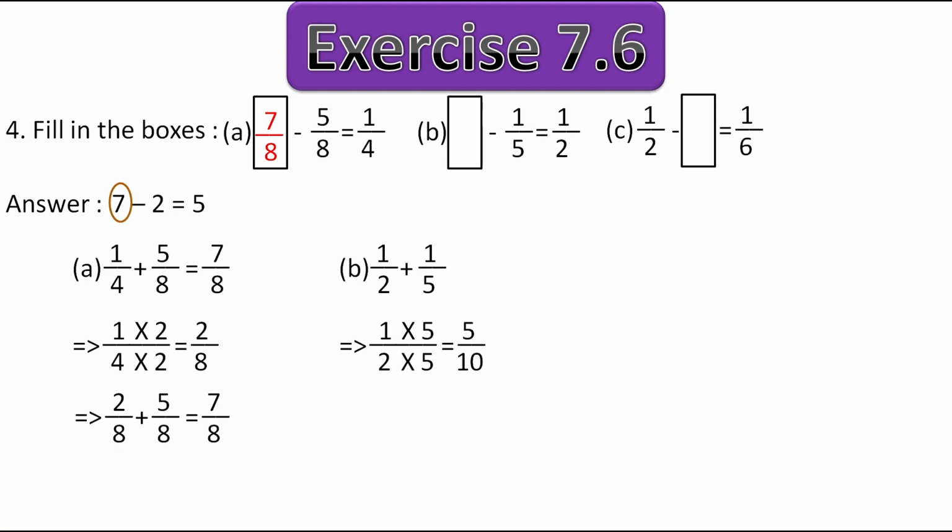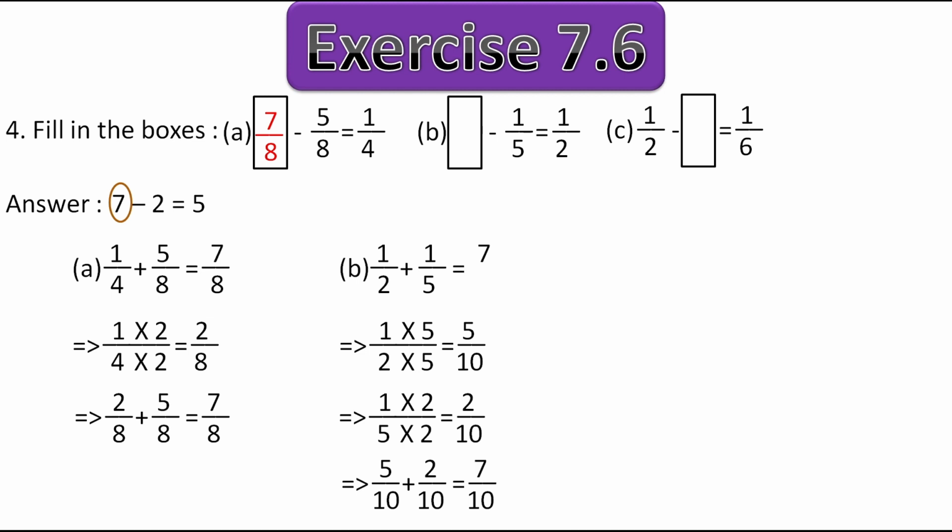Now I'll take the second fraction, that is 1 upon 5, and I'll multiply it with 2. So I got the answer as 2 upon 10. Now I'll add them. 5 upon 10 plus 2 upon 10 will give you the answer as 7 upon 10, which I have to write in the box. Okay.